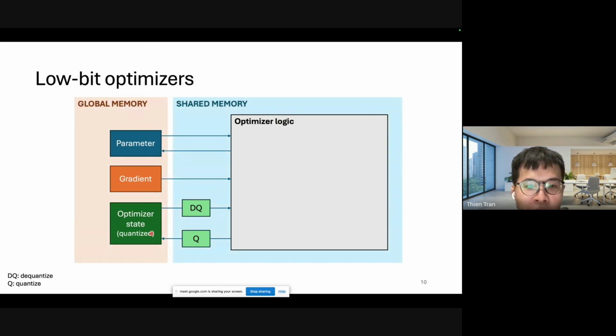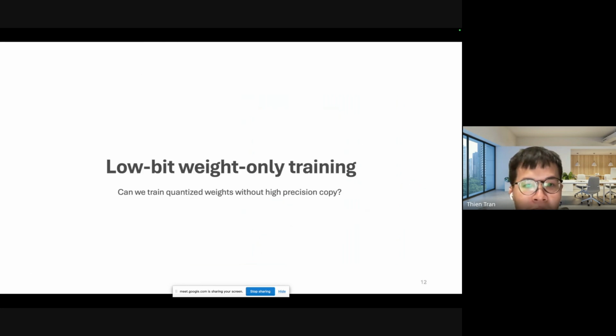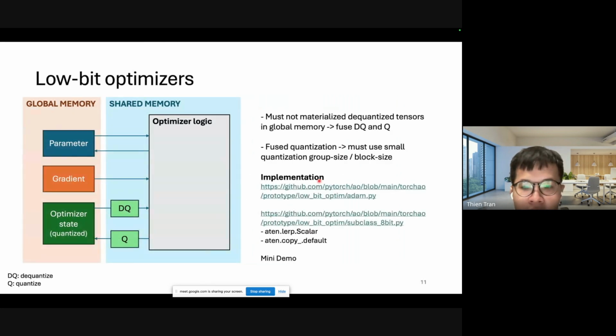I think I will skip this part here. So actually, I also implemented some of the low bit optimizers in torchao. You can see it here, but I think we're not focusing too much on this one because the idea is pretty straightforward.